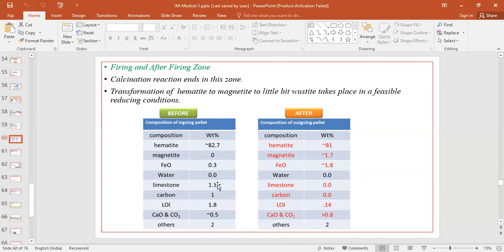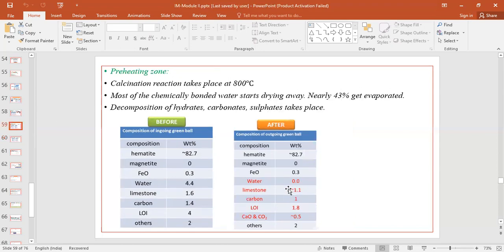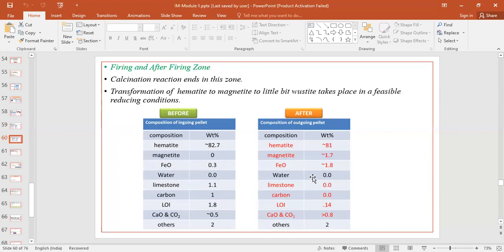So as I told you, the calcination reaction ends in this particular zone. You can clearly observe that initially the limestone is 1.1. That is what we have seen here. Now when it reaches the firing and after-firing zone, the limestone is completely 0. It means it is completely dissociated into CaO and CO2. There is no further limestone present, but only the burnt lime and the CO2 are present. You can also see the CO2 content has increased.